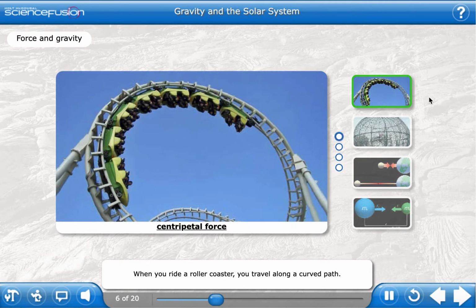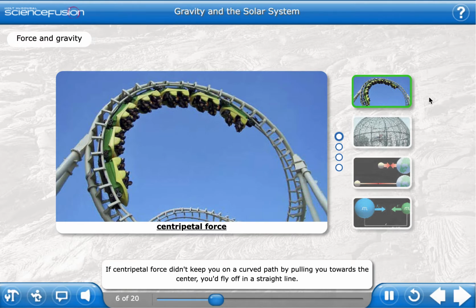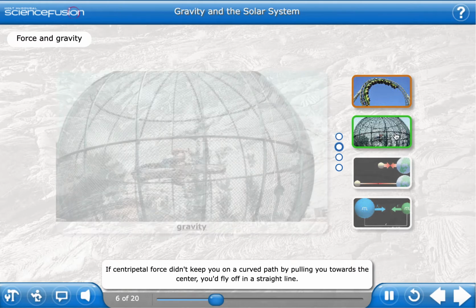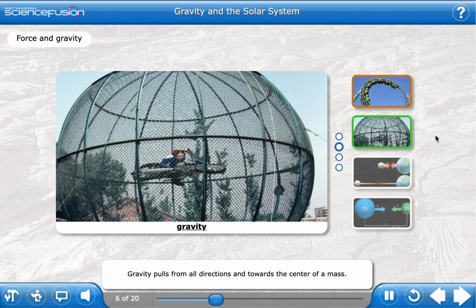When you ride a roller coaster, you travel along a curved path. Centripetal force is a force that makes a body follow a curved path. You may have heard of centrifugal force, but that is not really a force. It's just your body trying to go straight. If centripetal force didn't keep you on a curved path by pulling you towards the center, you'd fly off in a straight line. Gravity pulls from all directions and towards the center of a mass.